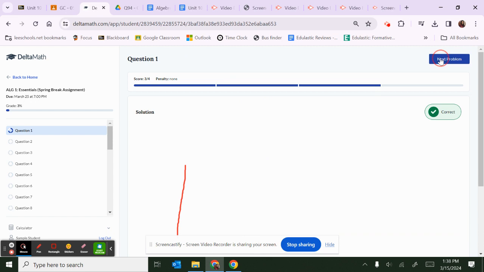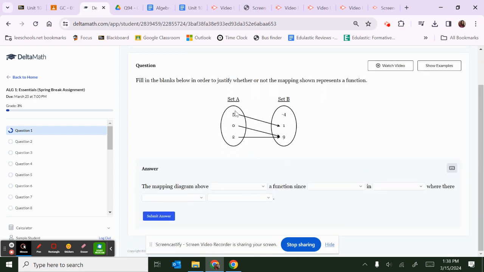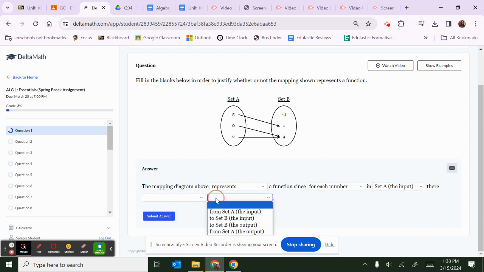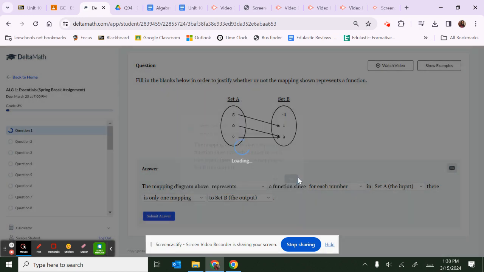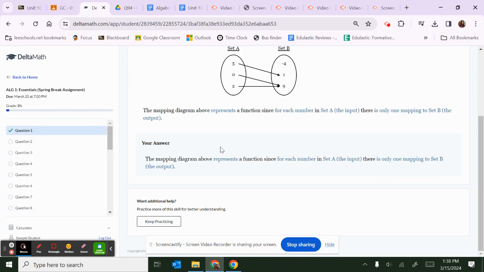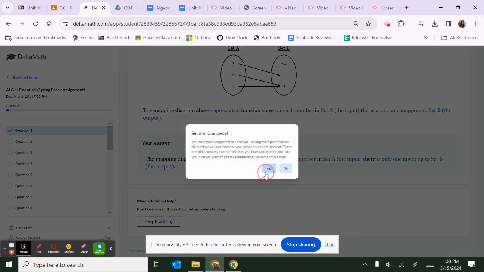All right? So, what about this, guys? Function or not? Function, because I only have one arrow. So, this one represents a function because for each number in set A, which is your input, there's only one number in set B, which is your output. Okay? So again, guys, that's how you answer that. And let's keep on practicing, guys, because the more you practice, the better you'll get.